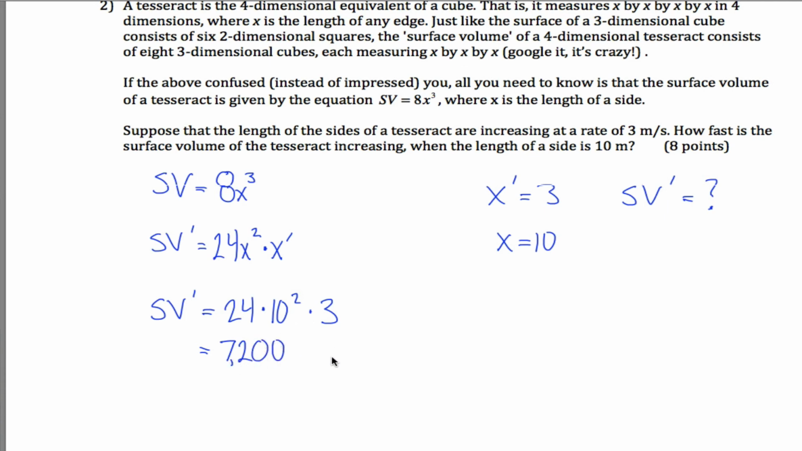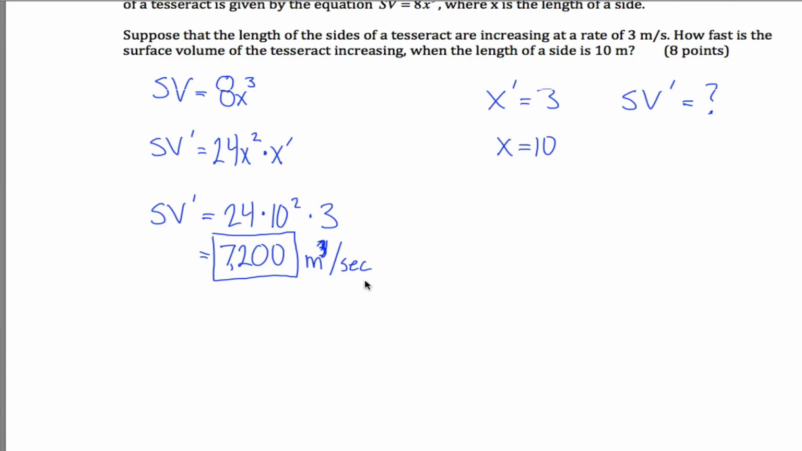I don't care about your units at all. What they would be is meters to the 4th power over seconds. But I don't care about that. All I care about is that you get 7,200 something. That is the rate of change of this thing called the surface volume. It's not meters to the 4th, it's meters to the 3rd. Whatever. You don't care what the unit is, because I don't care what the unit is. Your answer is 7,200. And I guess that's finally the end of this quiz.